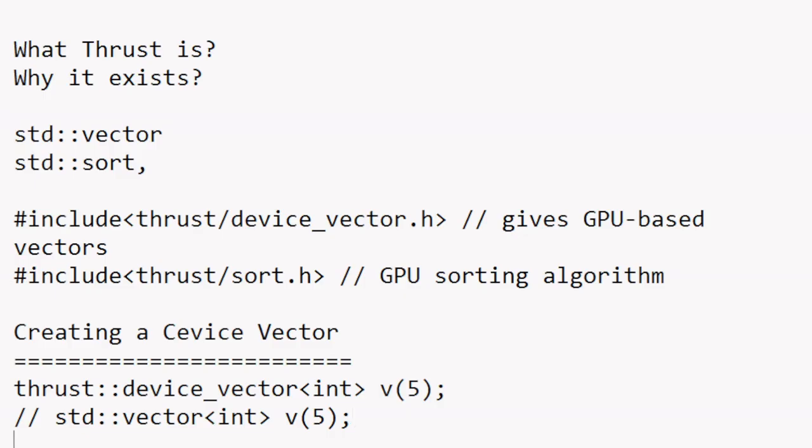This creates a vector containing 5 integers, and notice this thing, device vector. The device tells that the data is stored in the GPU, not CPU memory. Think of it as the GPU equivalent of this thing from C++. Now, how to copy data into this vector? Next question.